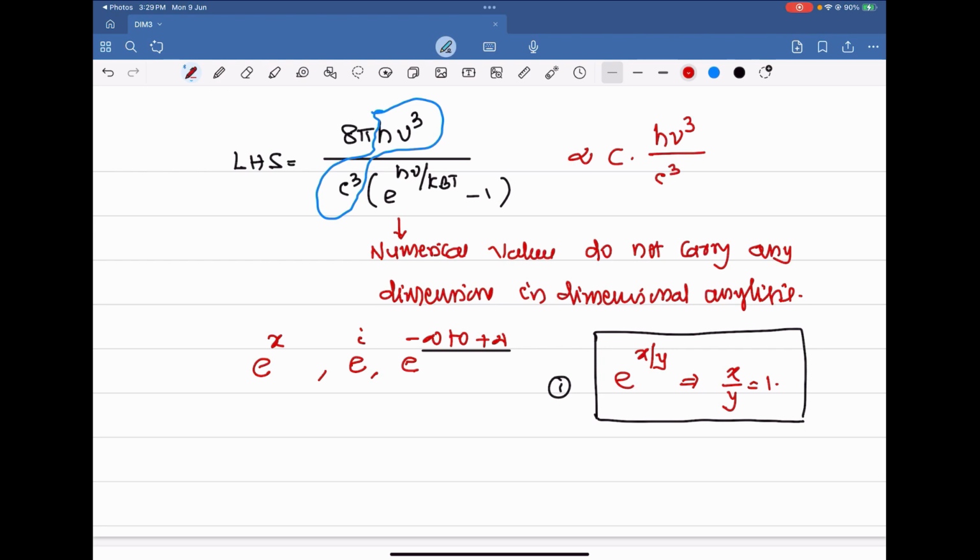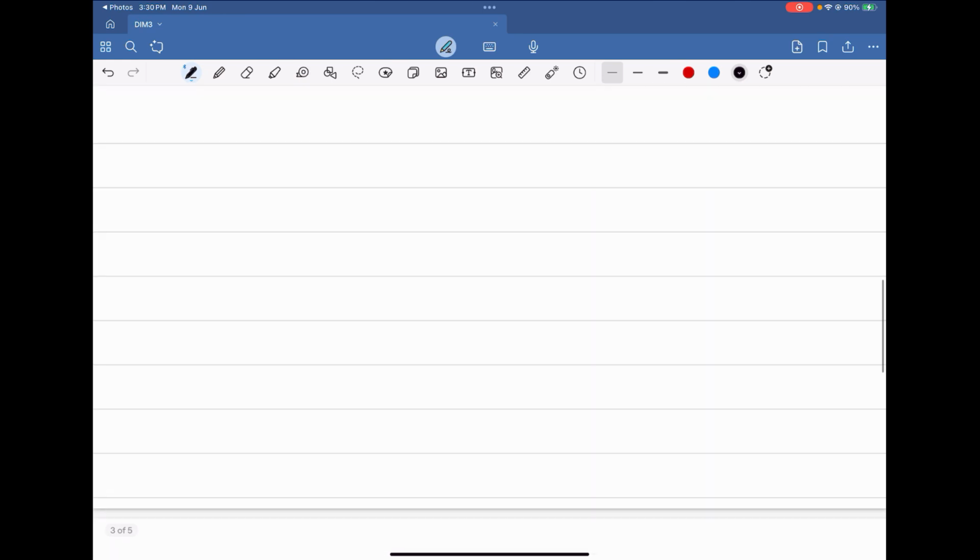That means, if I know the dimensions of Planck's constant h, frequency nu, and speed of light c, then I can derive the left hand side dimensions. I need not worry about e to the power of h nu by kBT, because that's a value. A value will not contribute to any dimensions in the dimensional analysis. Please understand that. Now we will move further.